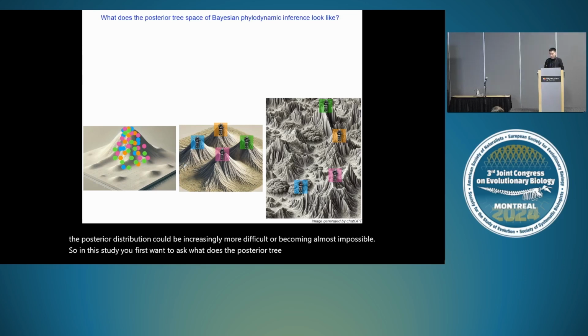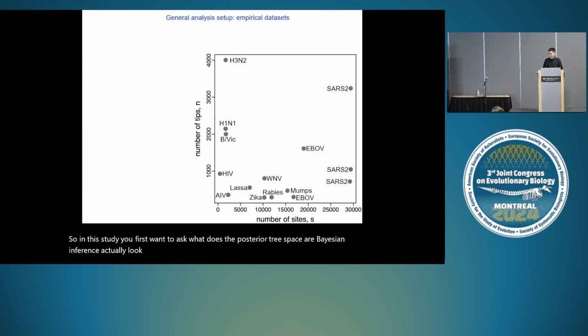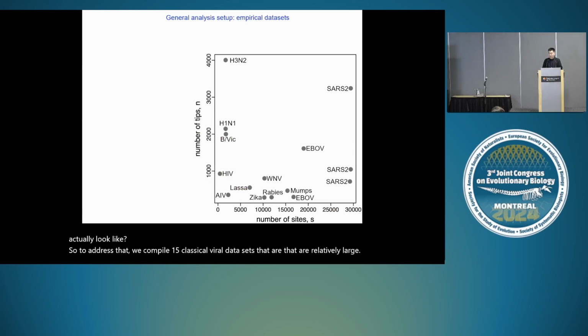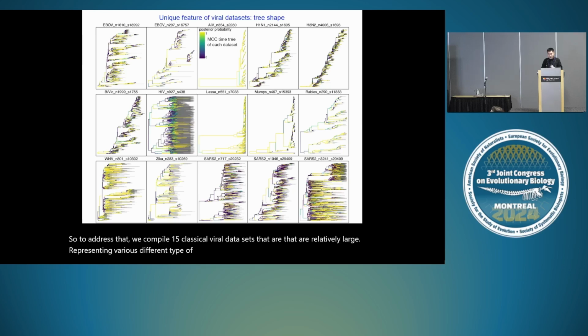what does the posterior tree space of Bayesian phylogenetic inference actually look like? To address that, we compiled 15 classical viral data sets that are relatively large, representing various different types of viruses. These data sets were also selected to cover various tree shapes.